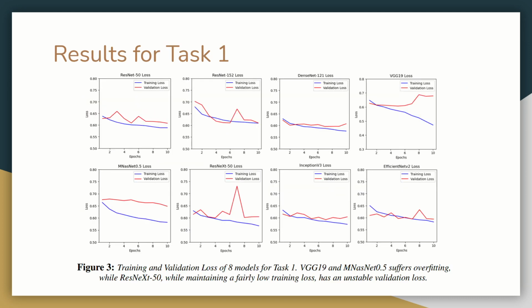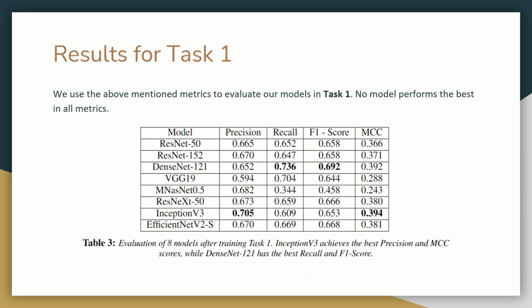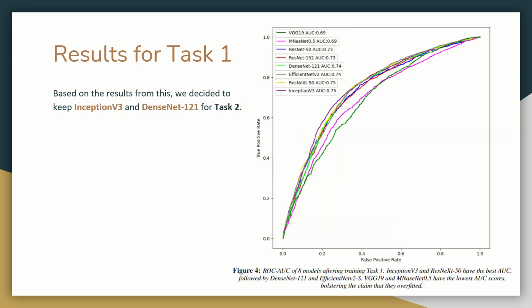Here are the results of training the 8 models for task 1. You can see that VGG19 and MnasNet 0.5 suffer overfitting heavily. We also evaluate our models using our evaluation metrics. Looking at table 3, we can see that Inception V3 has the best precision and MCC score, while DenseNet 121 has the best recall and F1 score. Here are the ROC curve and AUC of our 8 models. VGG19 and MnasNet 0.5 have the lowest AUC score as they overfitted. And based on this plot and the evaluation metric table, we decided to keep Inception V3 and DenseNet 121 for task 2.